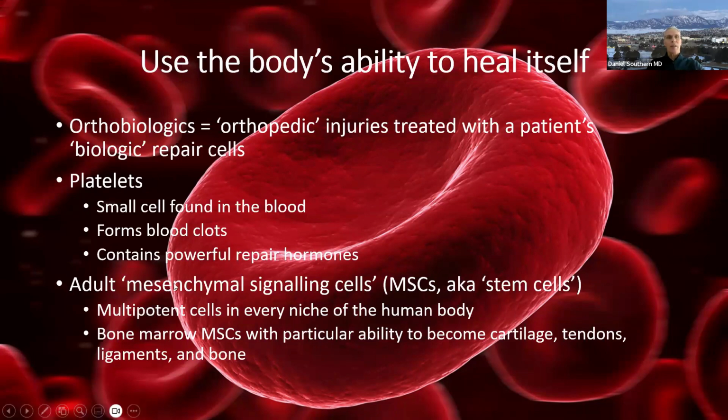The second form of repair cell is an adult mesenchymal signaling cell, otherwise known as MSCs, also known as stem cells. Where do we get stem cells in the human body? Well, they're in every niche of the human body. You've got stem cells in your brain, you've got stem cells in your liver, you've got stem cells in your bone marrow, you've got stem cells in the fat tissue of your body. In my world, we're talking about stem cells almost exclusively from bone marrow. Why is that? Because bone marrow stem cells have a particular ability to become the tissues of interest in orthopedics: cartilage, ligaments, tendons, and bone.